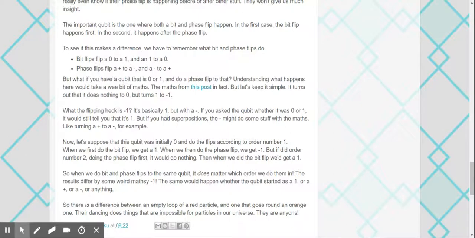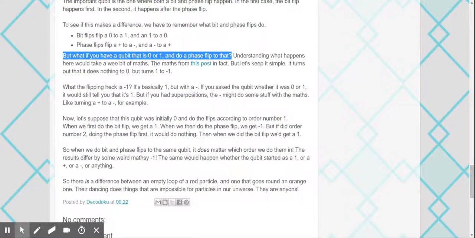But if we have a qubit that is 0, 1 and do a phase flip to that, understanding what happens here would take a wee bit of maths. The maths from this post, in fact, but let's keep it simple. It turns out that it does nothing to 0, but turns 1 to minus 1. Well, yeah, that's like applying the Z gate, basically. What the flipping heck is minus 1? It's basically 1 but with a minus. If you ask the qubit whether it was 0 or 1, it would still tell you that it's 1, but if you had superpositions, the minus might do some stuff with the maths, like turning a plus to a minus, for example.